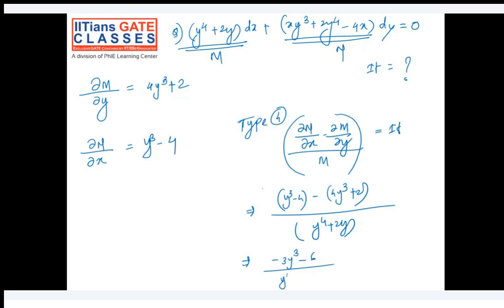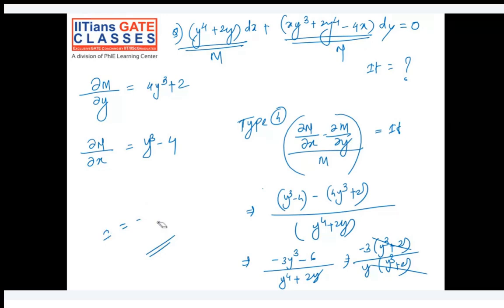So what can you take common from the numerator? Minus 3, y cube plus 2. From the denominator, if I take y common, y cube plus 2. So y cube plus 2 and y cube plus 2 will get cancelled. Minus 3 upon y is the integrating factor. Sorry, not minus 3y. Here, this is minus 3 by y.